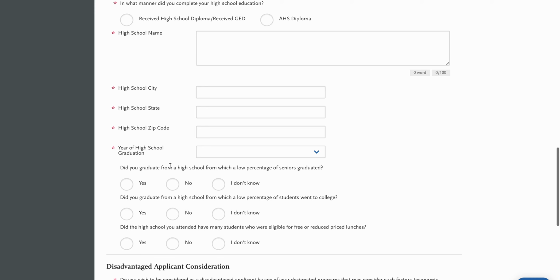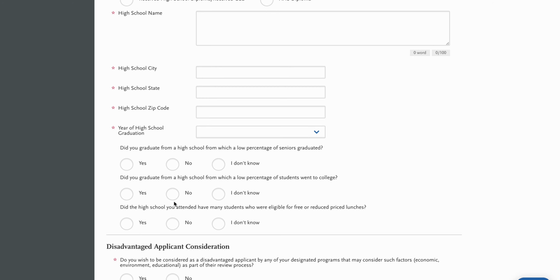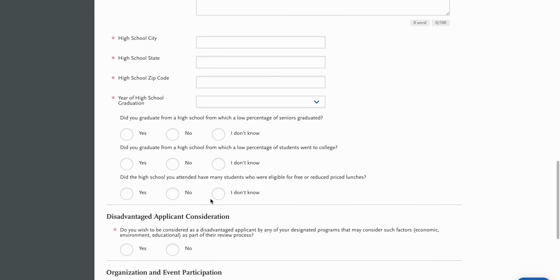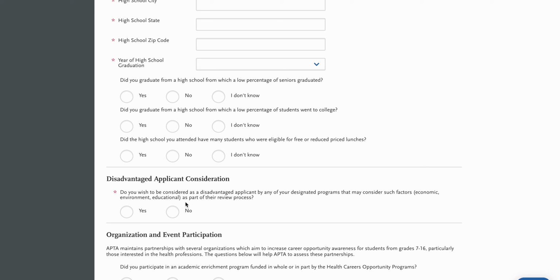High school information. Graduate from high school with a low percentage of seniors that actually graduated. Graduate from high school with a low percentage of students that went to college. You go to high school where many students were eligible for free or reduced price lunches, okay? So these questions are gonna help you. And just to kind of zoom out, you might be like, well, I'm not sure. But then if you start answering these questions, and you're saying yes, chances are you're going to click also yes to the disadvantaged applicant consideration.